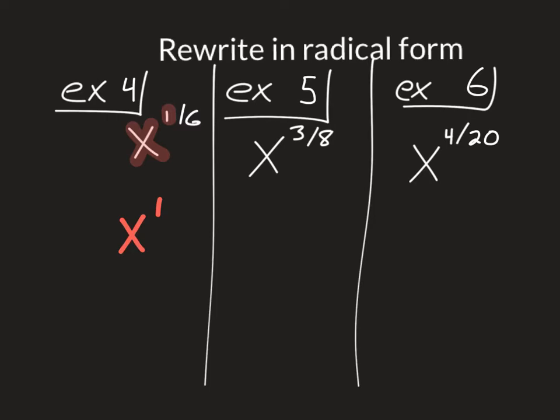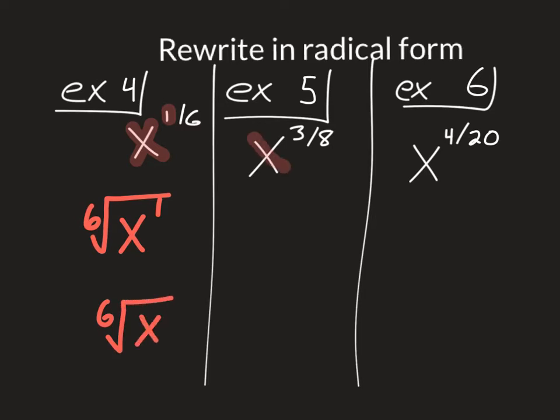And remember, the index is the name for the number that is outside the root right there, telling me what root I'm taking. So I'm taking the 6th root of x to the first in this case, and since x to the first is really just x, then we could write it as the 6th root of x.